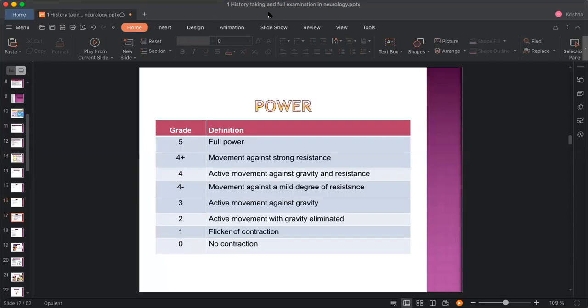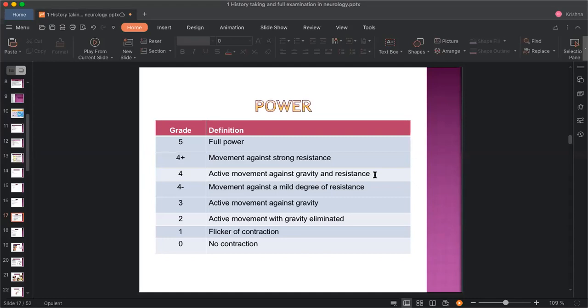Now look at the power, how we examine power, and how we grade it. Now see that please. Now grade 5 means full power, means normal power. The muscle is contracting quite well. It's a powerful contraction. Now 4 is active movement against the gravity and resistance.